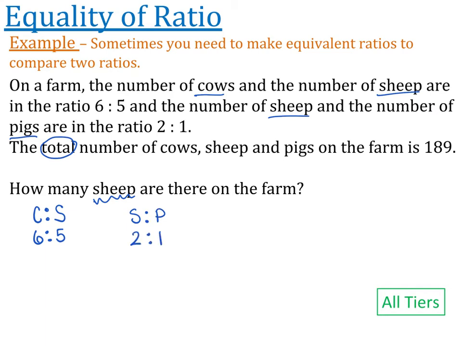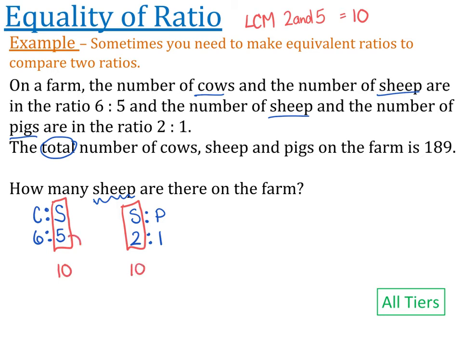So again, we have to look at what letter is the same in both of them. And both of these ratios have a sheep in them. One of them has a 2 and one of them has a 5. Do you know what the lowest common multiple of 2 and 5 is? Okay, what's in the 2 times table and in the 5 times table? We're looking for 10. So we're going to turn both of these ratios to have a 10 in them.